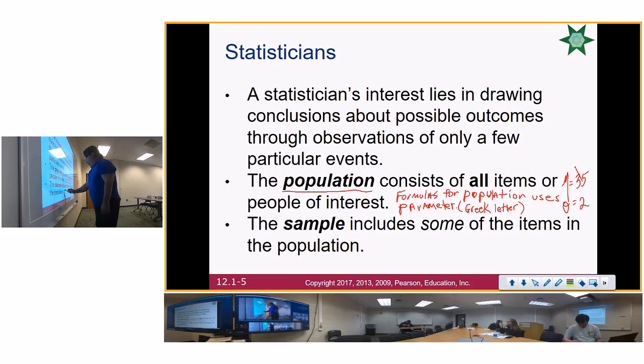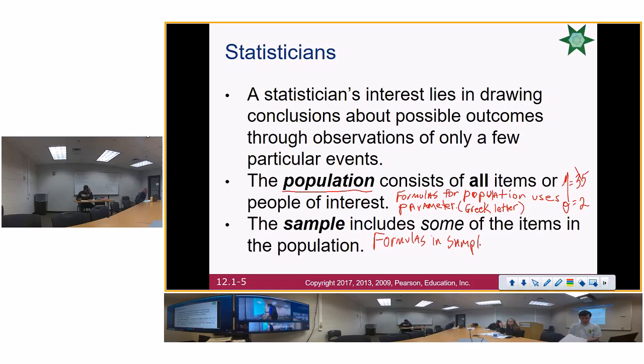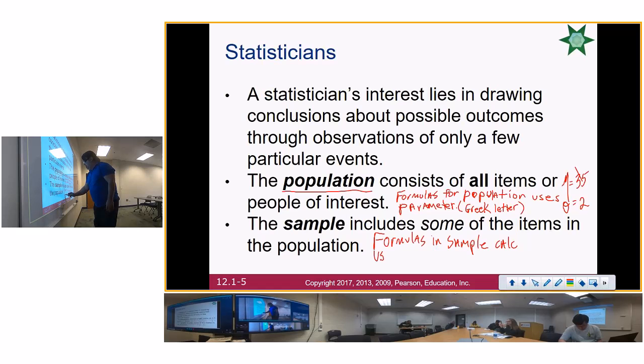Formulas in sample calculations use not a parameter, but a lowercase statistic. Make a note of this because you're going to get it confused, and that is a standardized test question. Lowercase statistic in its formulas, and they are usually regular letters.